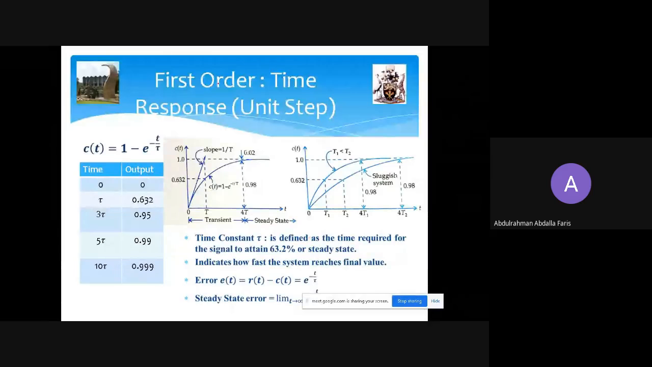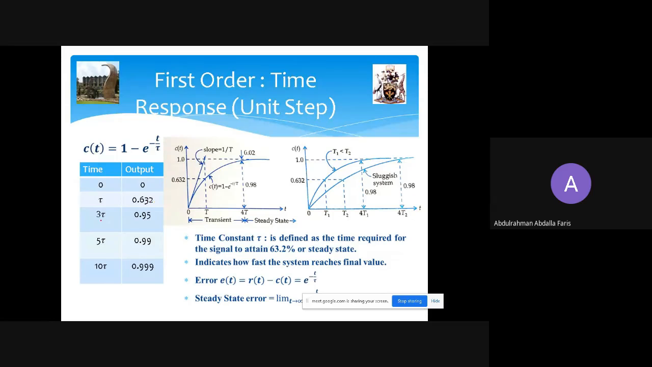So we have our first order time response, 1 minus e to the minus t over tau. When we want to sketch it, when t is equal to 0, the exponential goes to 1, so 1 minus 1 is 0. When t is equal to tau, the time constant, we have 0.632. So this is 63.2% of the final value.